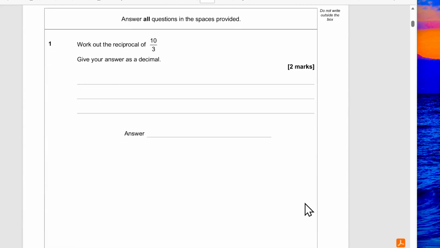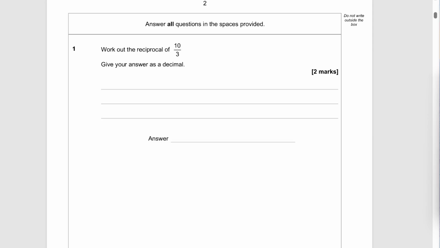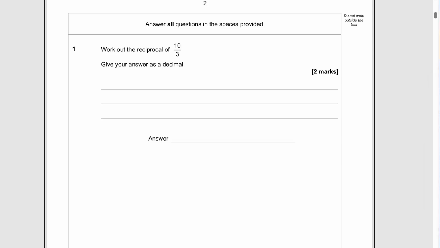Question 1. Work out the reciprocal of 10 thirds, giving your answer as a decimal. So the reciprocal is essentially switching the numerator and the denominator's position. So this is going to become 3 over 10. And 3 over 10 as a decimal is 0.3.